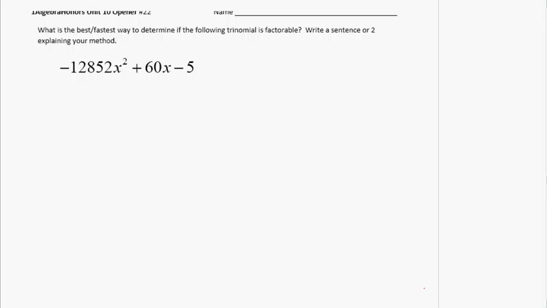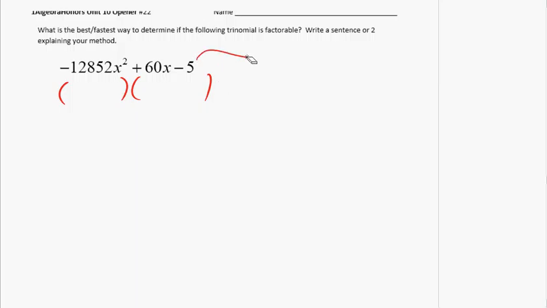So when you saw this problem, a couple things probably happened. The first thing is you probably started seeing the pattern, and you're like, oh, I just need to start factoring. But that's not really what the question asked. The question asked, what is the best, fastest way to determine if it is indeed factorable?